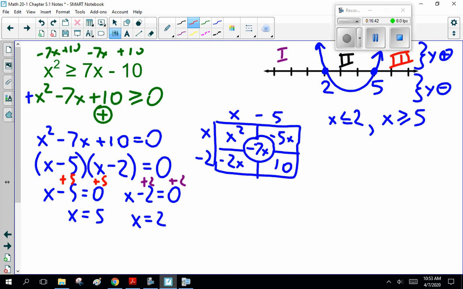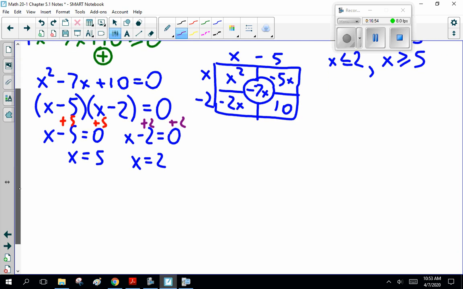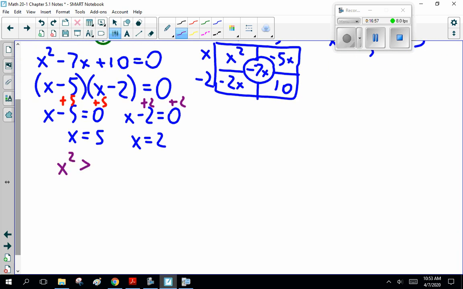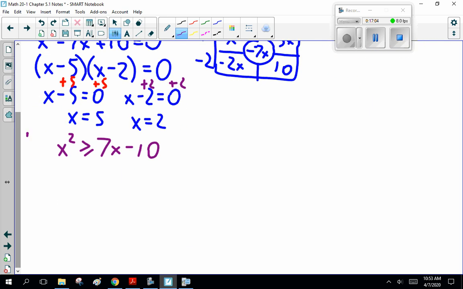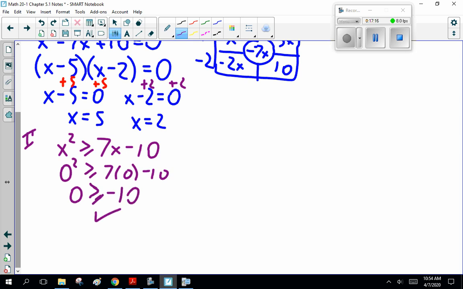All right, what's a nice number in section 1? I'd suggest 0 because it's a nice number. So checking, and remember, we check with the original equation just in case I screwed it up. So x squared is greater than or equal to 7x minus 10. So this is section 1. So 0 squared is greater than or equal to 7 times 0 minus 10, or 0. Is 0 greater than minus 10? Yes.